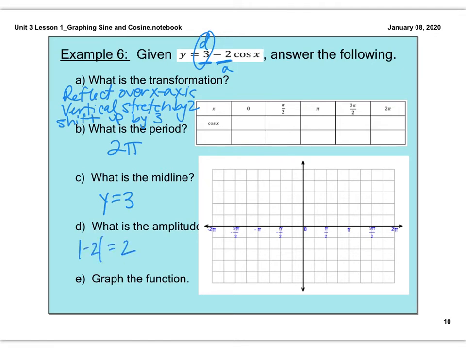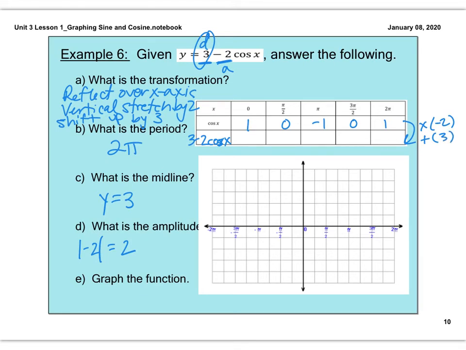Okay, so let's think about our values. For a normal cosine at 0 radians, it's 1, 0, negative 1, 0, and 1 as you go around the unit circle. But now we have 3 minus 2 cosine x. We have to have a few things happen here. So first thing we're going to have to do is multiply all of these values by negative 2. But then we also have to shift it up, so we're going to have to add 3 to each of those values.